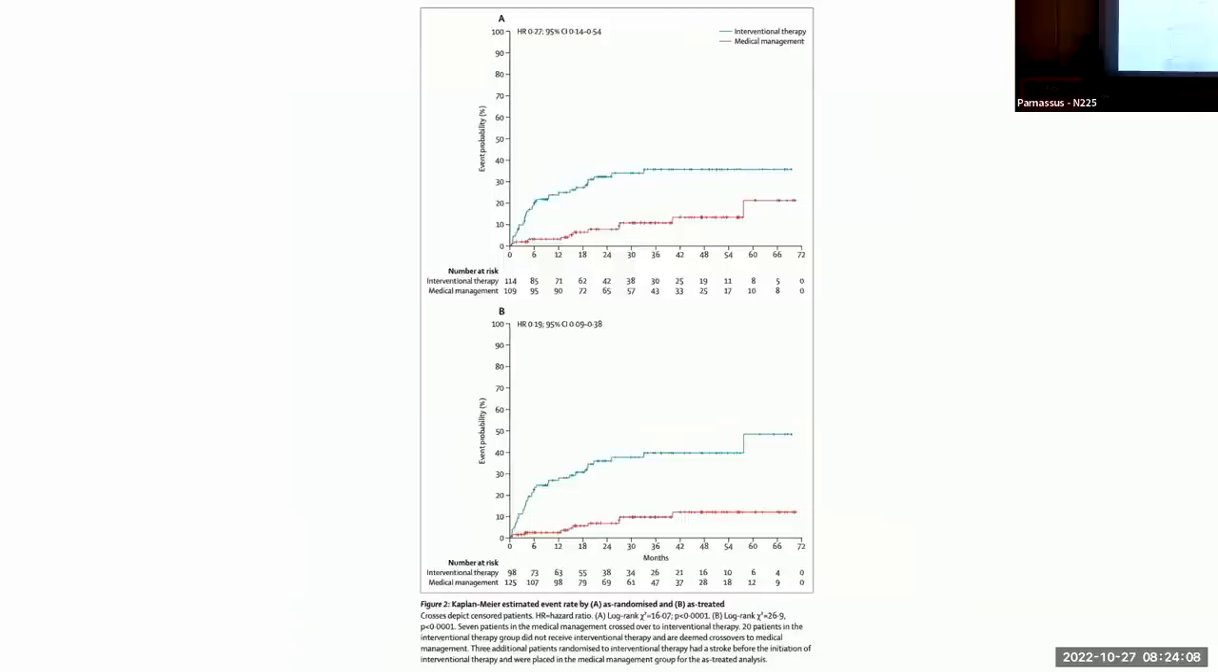And here's what they found. They found that indeed the study was halted because it looked so bad for the intervention. Intervention is the blue, the red is the medical management, higher is worse, that means they're having events. And it looks pretty clearly like hazard ratio 0.19. I don't know what a hazard ratio is, but I know that's not a good number. No, that's not a good number if that's harm.